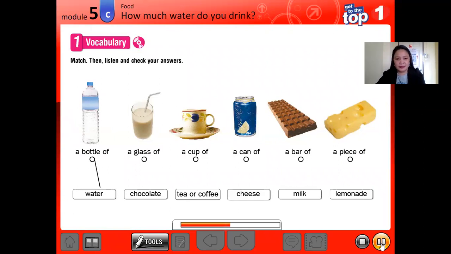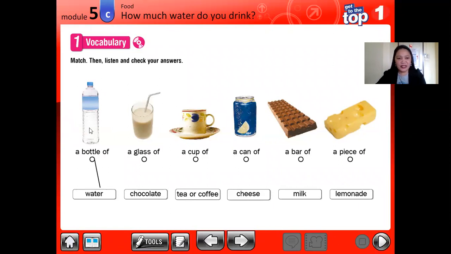A glass of milk. A cup of tea or coffee. A can of lemonade. A bar of chocolate. A piece of cheese.